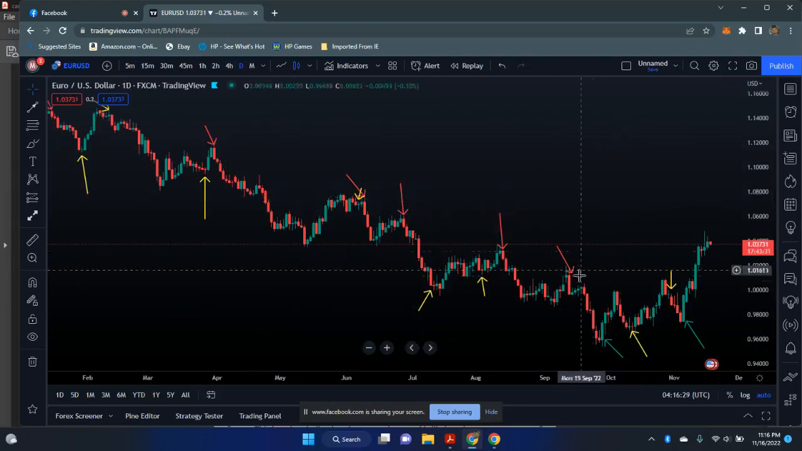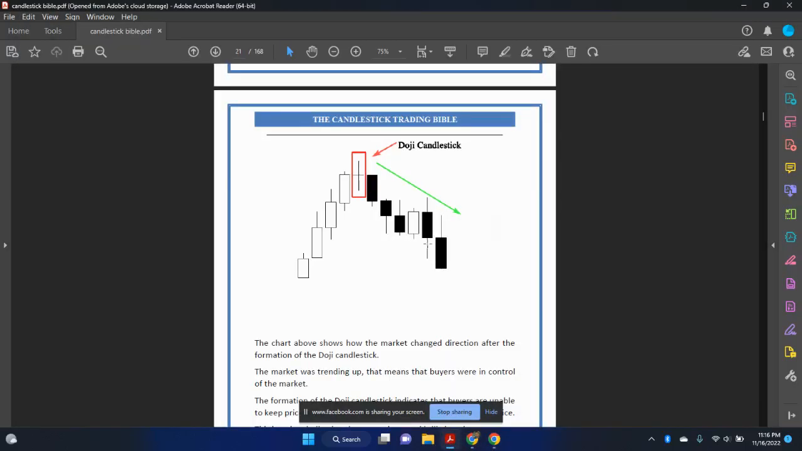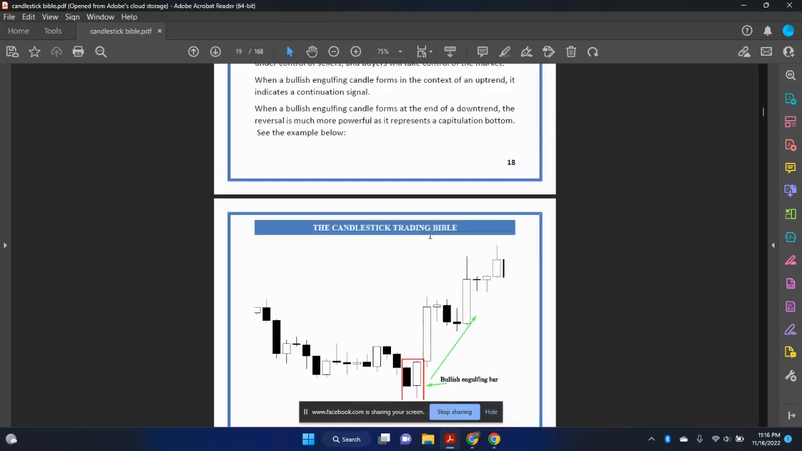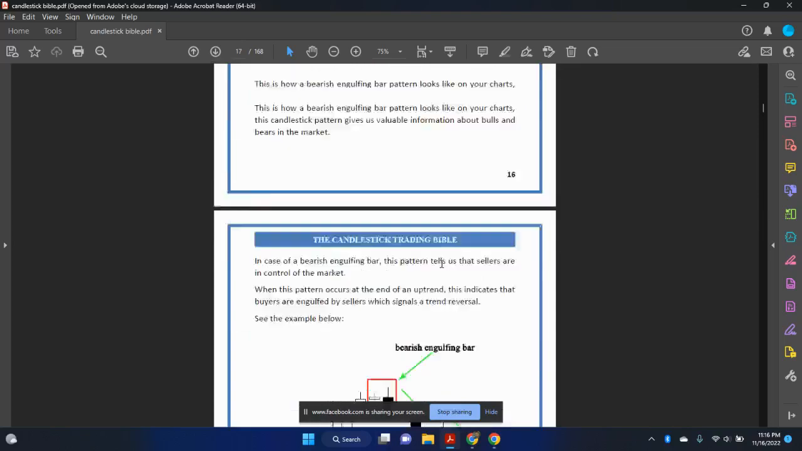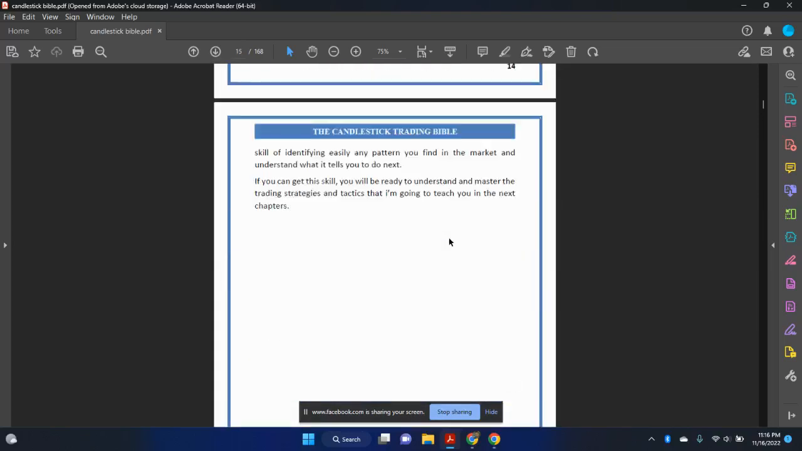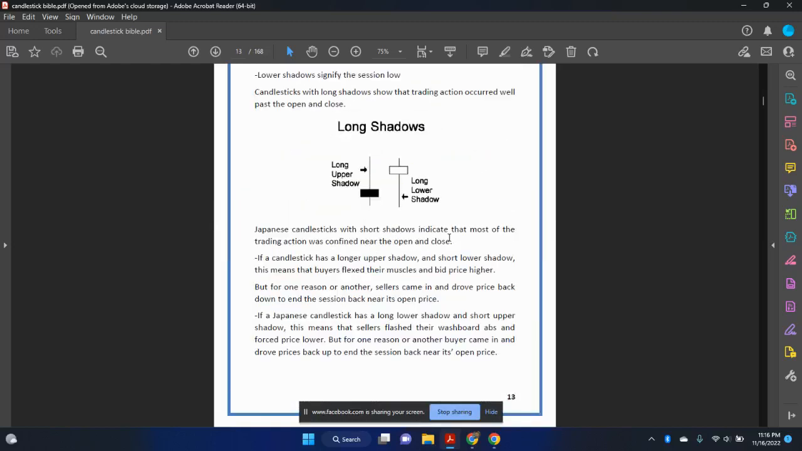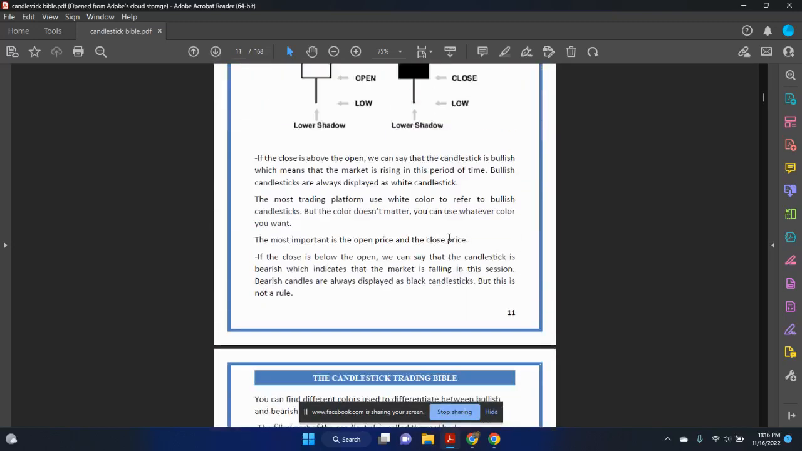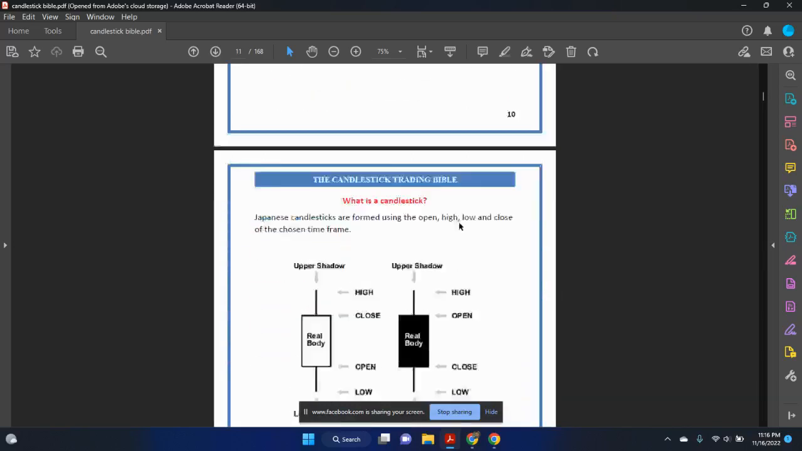All right, so we went over the doji candlestick. We have gone over our bullish and our bearish engulfing candlesticks. I just wanted to go back to the open and the closing price because I don't think we went over that, but if we didn't, let's talk about it.